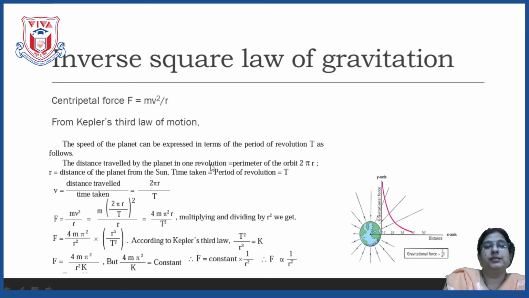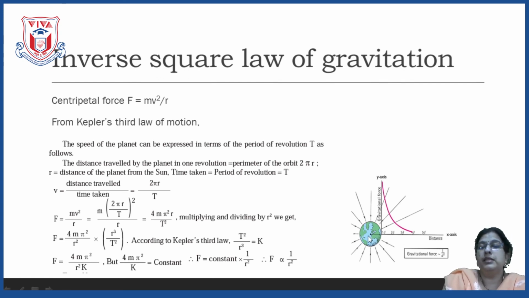Now let us see, children. The speed of the planet can be expressed in terms of the period of revolution, that is T, as follows. Now see here, children, the distance travelled by the planet in one revolution. Suppose we consider one elliptical figure. Suppose there is a planet here and it is moving around the sun in a certain period, then this period of revolution is called T.